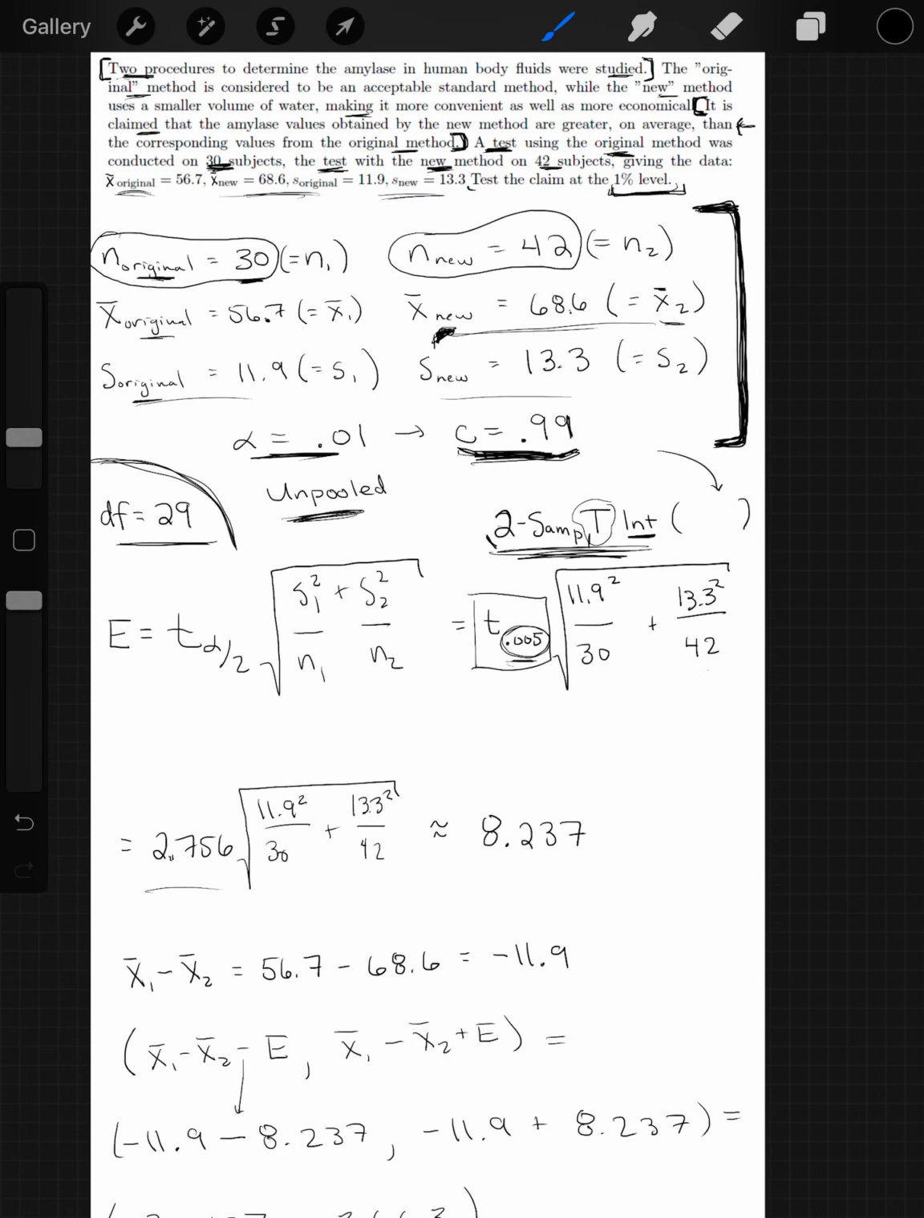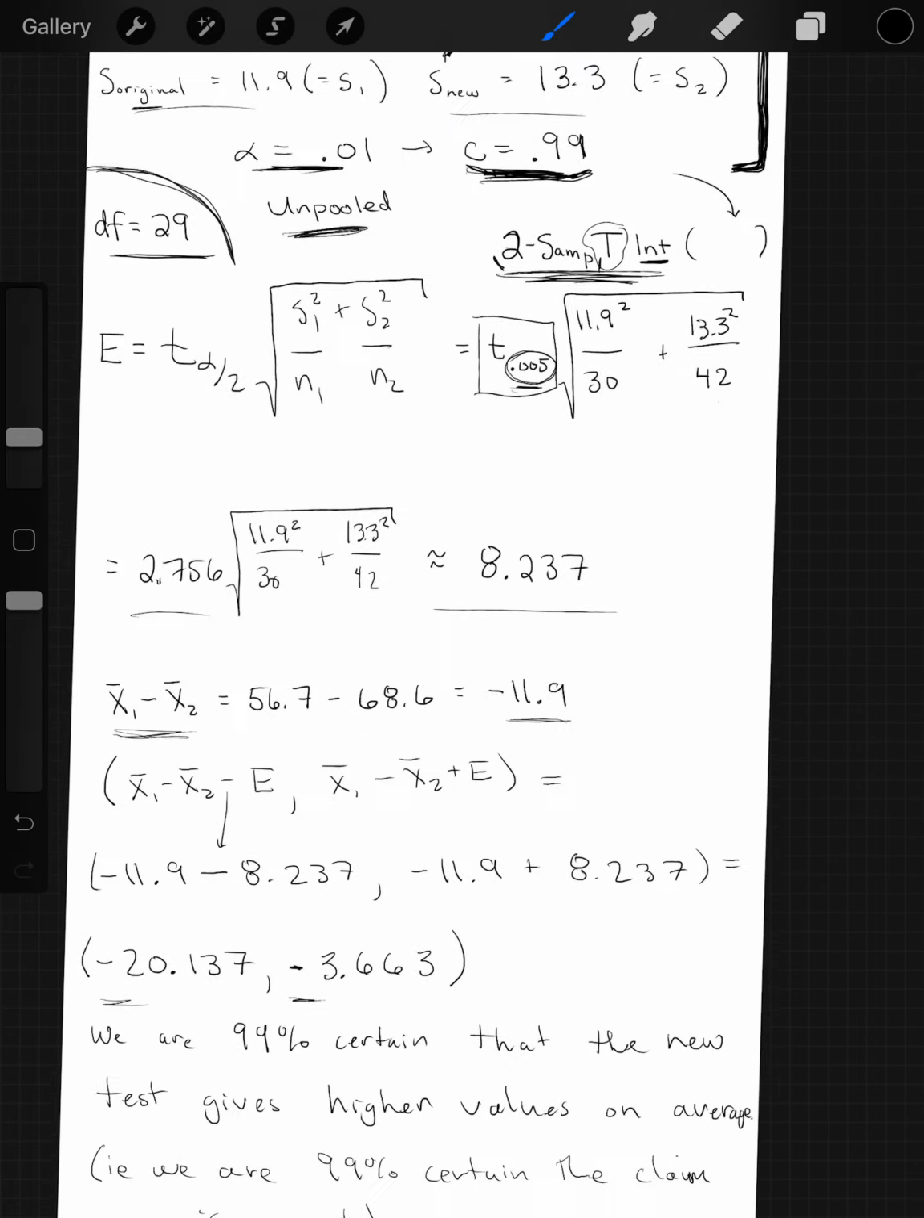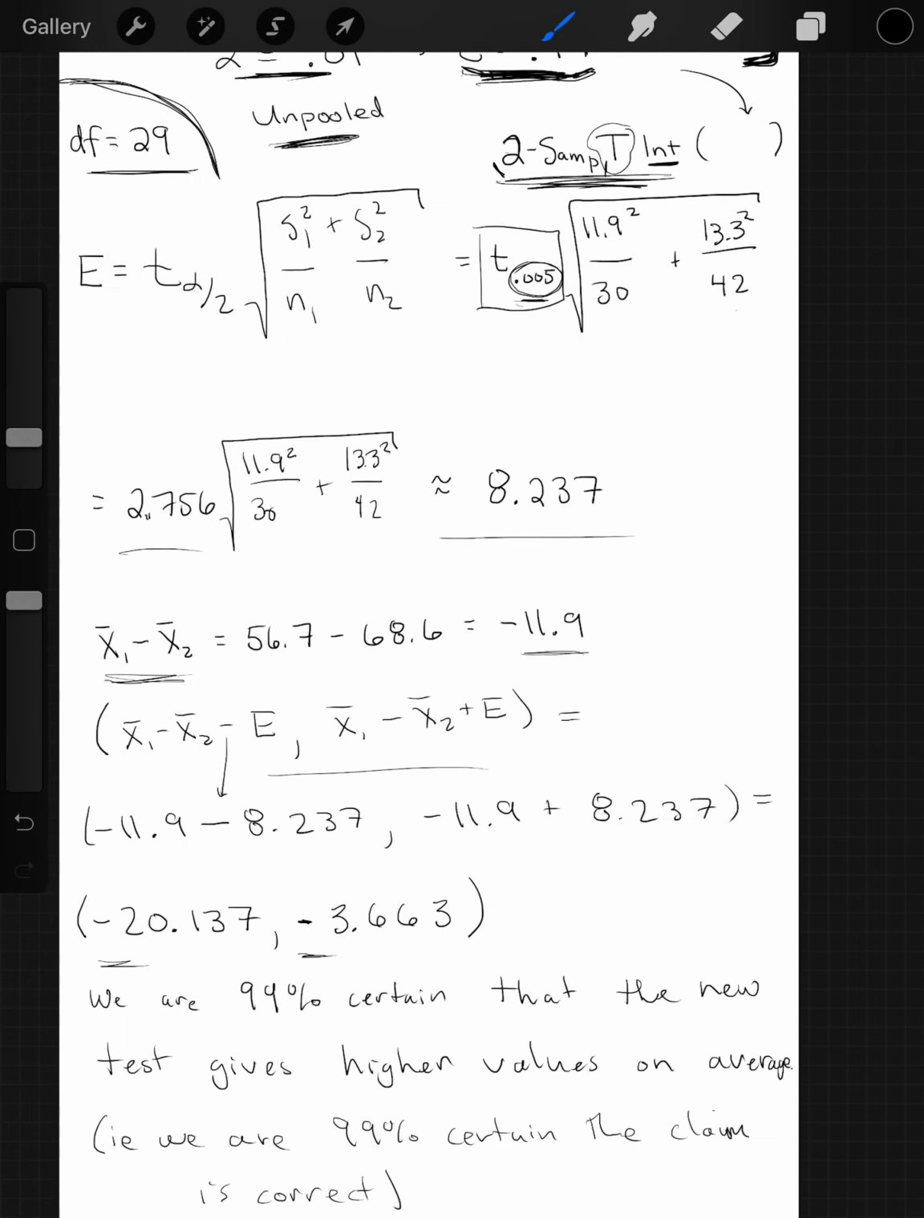So I plugged that in here. I plugged that into a calculator and got roughly 8.237. One of the things I did for these problems was I went ahead and calculated out our point estimate, x bar 1 minus x bar 2, and I figured out that was negative 11.9. Then we plug it into our confidence interval formula. Plug all those values that we know in. And this was the thing I got, so hopefully it's pretty close to correct. And then we need to interpret it, right? So that's always the big deal here.